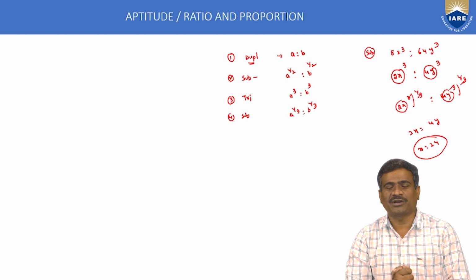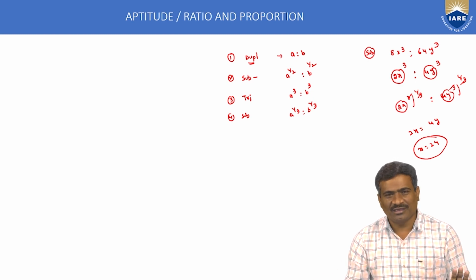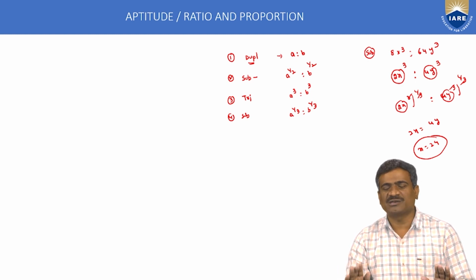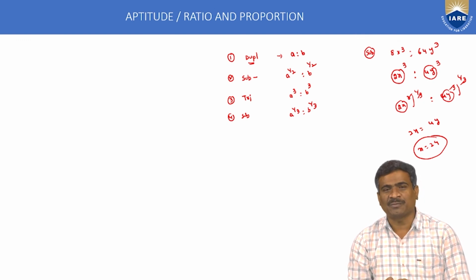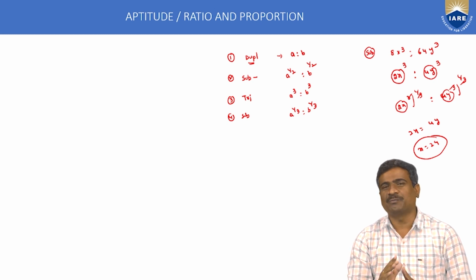Okay, here important in ratio and proportion: definitions and concepts only are important. What is ratio? What is proportion? Next, proportion conditions. Next, definitions of mean proportion, third proportion, fourth proportion. Those methods only are important to ratio and proportion.